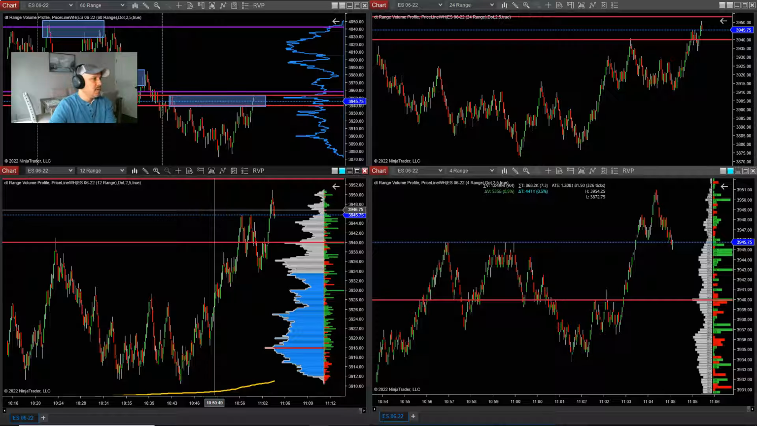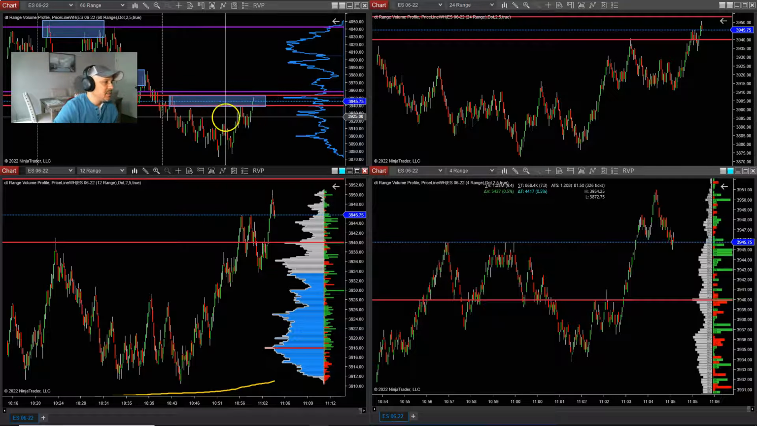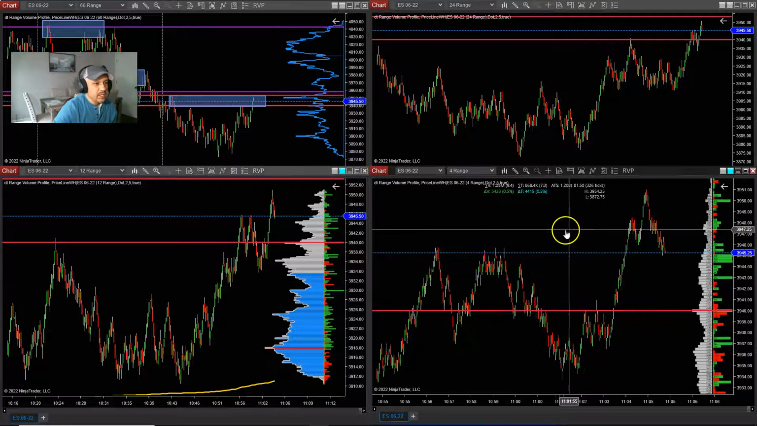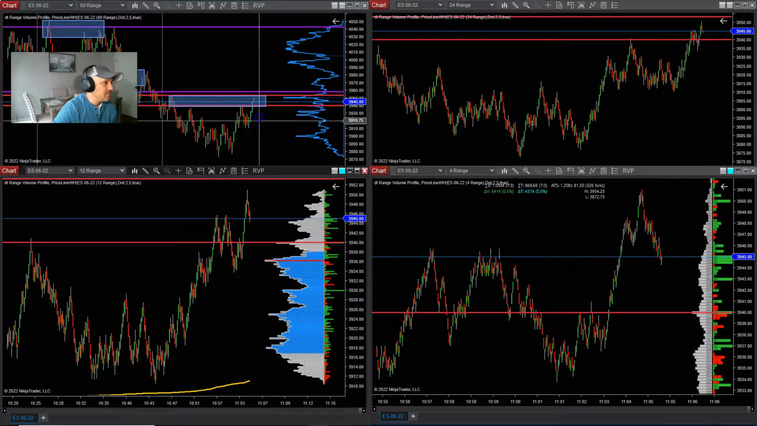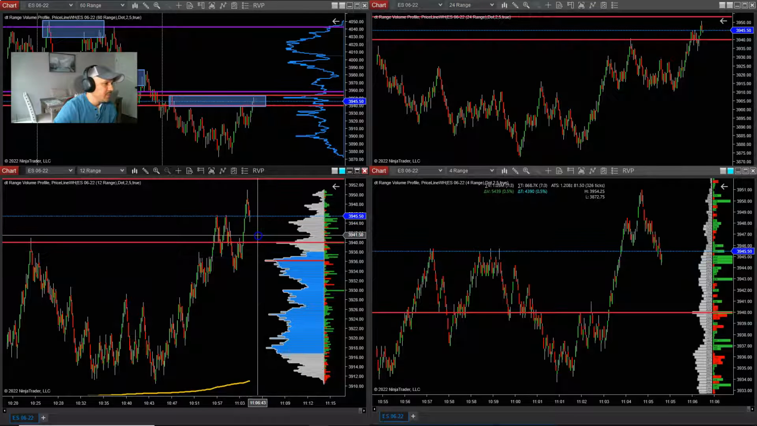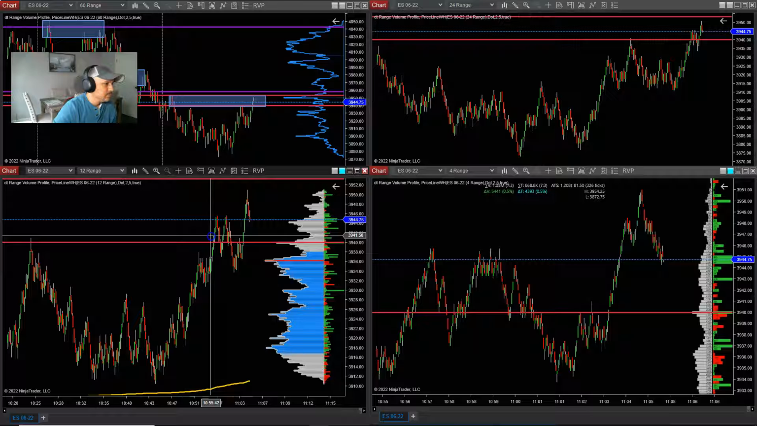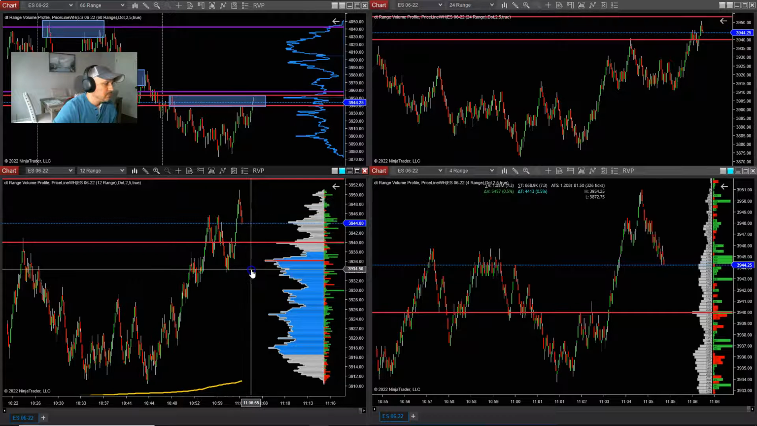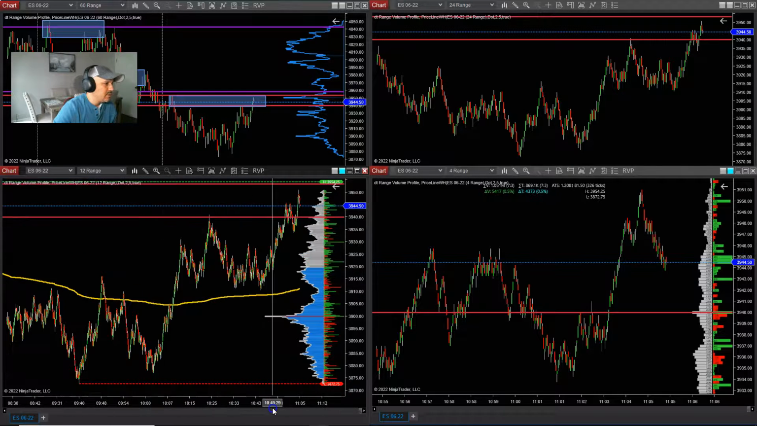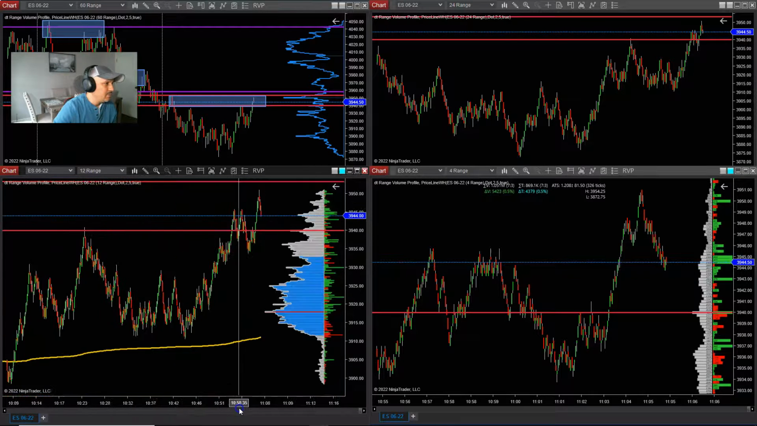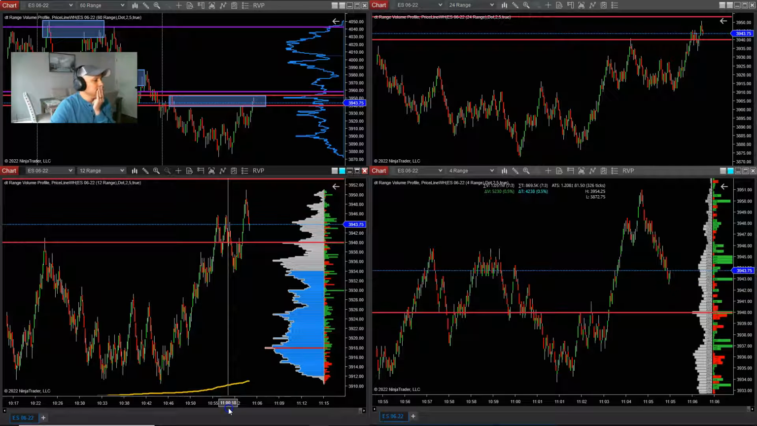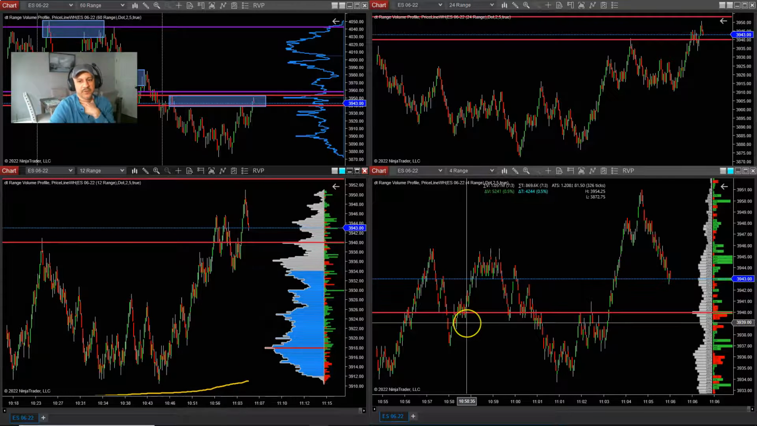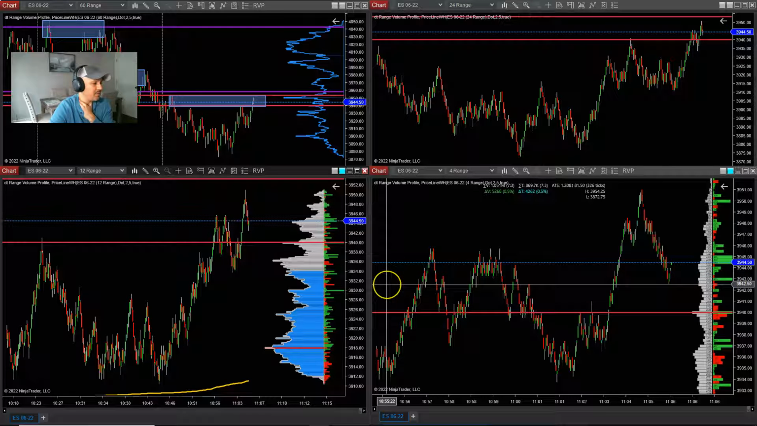All right, so yeah, price is in this area of supply sitting up here, like I said, and it's rejecting. Okay, so now we're back down, trying to pull back right now. So let's see what's going to happen. I'm trying to take a few trades, hopefully.